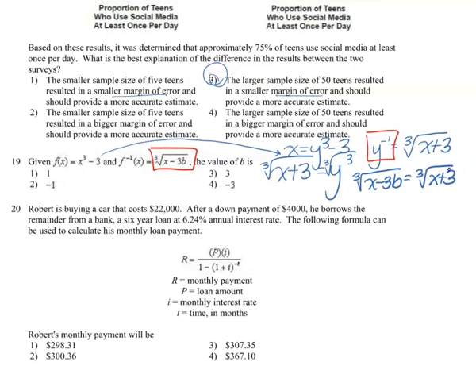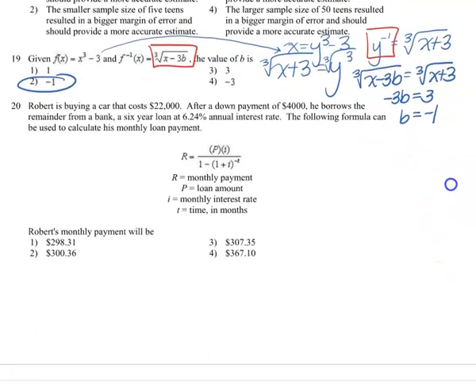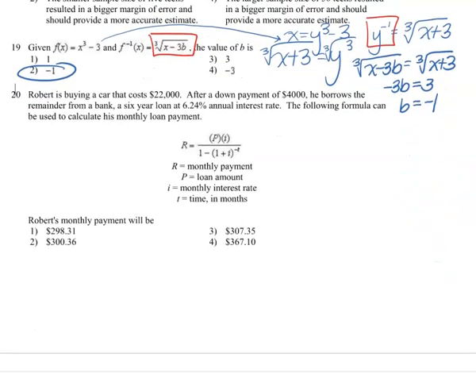All right, so therefore, I can drop the cube roots. I can drop the x's. It must be true that negative 3b equals 3. So therefore, b must equal negative 1. So that was kind of an interesting one. All right, the next one.